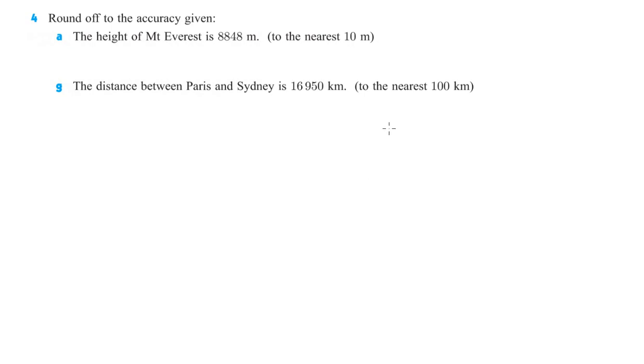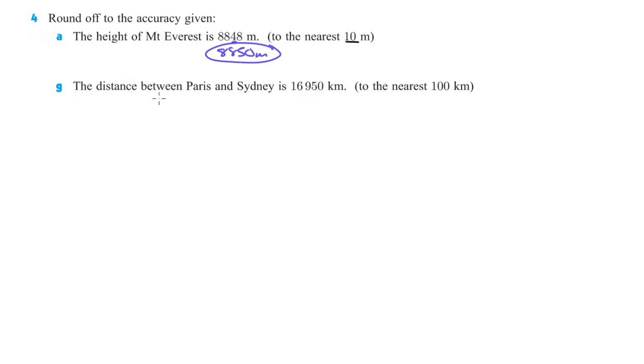I'm going to take you through some of the problems from a Section 1A assignment. All right. First one, we're going to take a look at number 4. Round off to the accuracy given. The height of Mount Everest is 8848 meters to the nearest 10 meters. Okay, so what we want to do then, the nearest 10 is right here. 8 tells the 4 to get bigger, so it's going to be 8850 meters. That's to the nearest 10 meters.